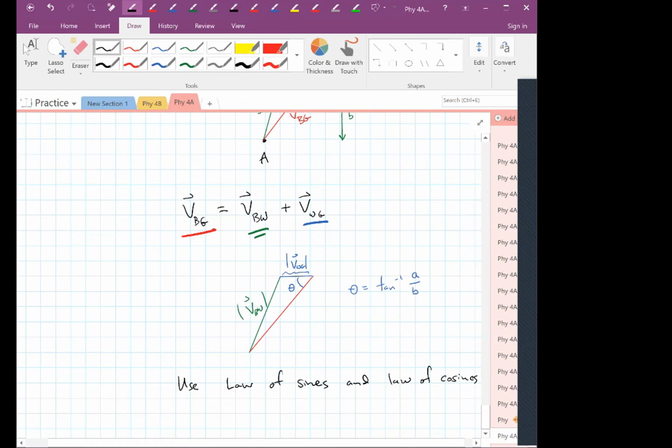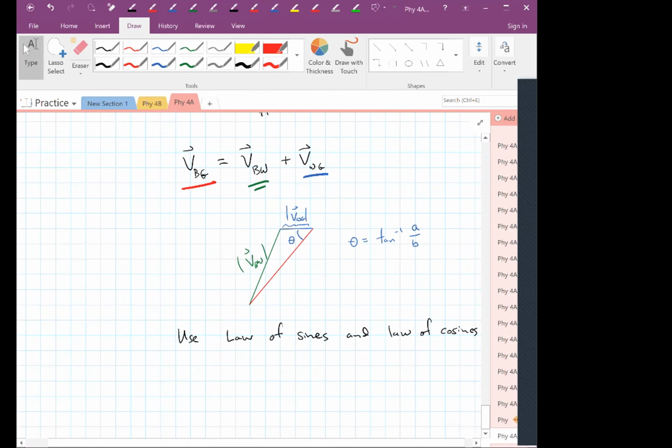I think in this one, you only need law of sines to solve it. And those are on the formula sheet. Okay, very helpful for velocity addition problems, law of sines and law of cosines.